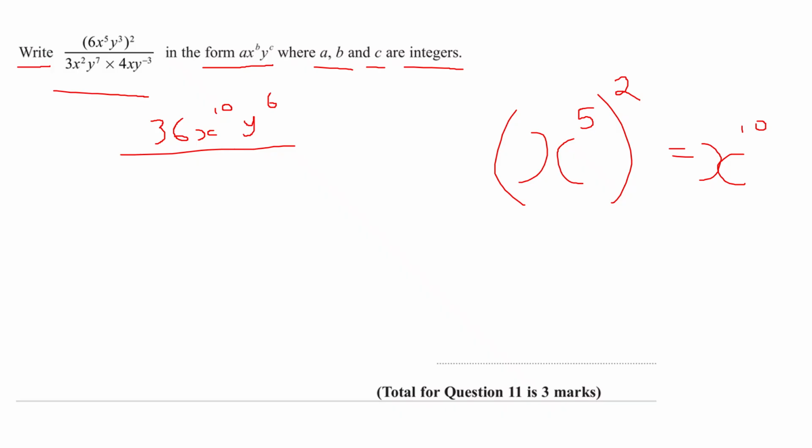And on the bottom, guys, we've got 3x squared y to the 7 times 4xy to the negative 3. So numbers go with numbers, and corresponding letters go with corresponding letters. So 3 times 4 makes 12. x squared times x makes x cubed. When I'm multiplying with the same base, I add the powers. So think of it as an invisible 1 here. And then y to the 7 times y to the minus 3 will be y to the power of 4, so 7 plus minus 3 is 7 minus 3, which is 4. Hence that gives me y to the 4.